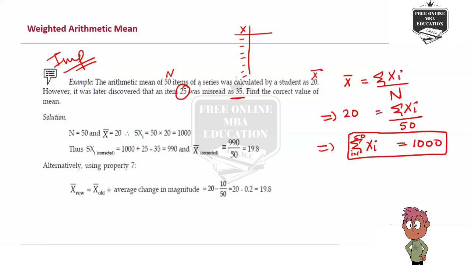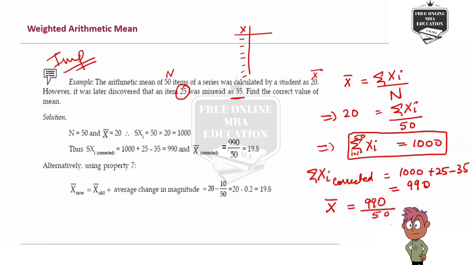Now, this is the incorrect summation. What would be the corrected one? You can write here corrected. You will get it if you add the correct number, that is 25, and subtract the incorrect value, that is 35, that you misread. Then it would become minus 10, so this would be 990. Now, if this is 990, then I can calculate x bar as 990 divided by 50, which comes out to be 19.8.